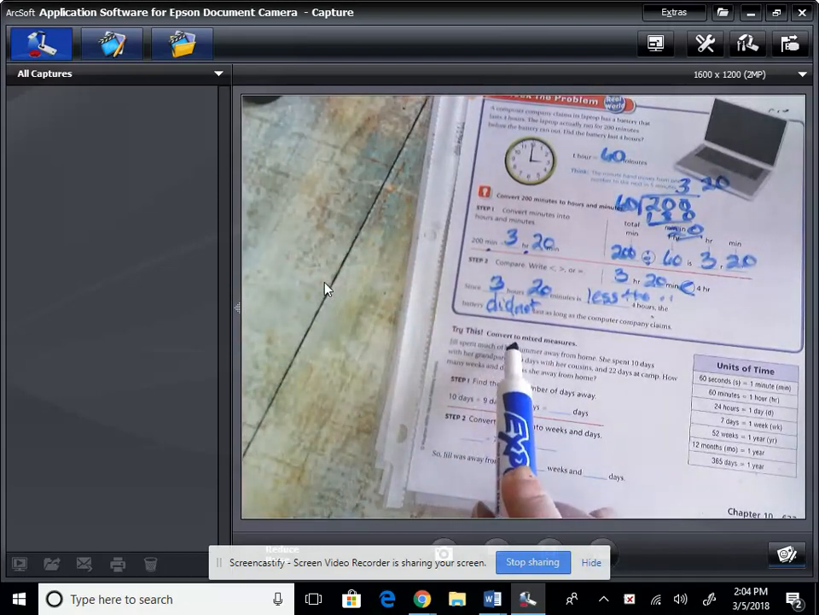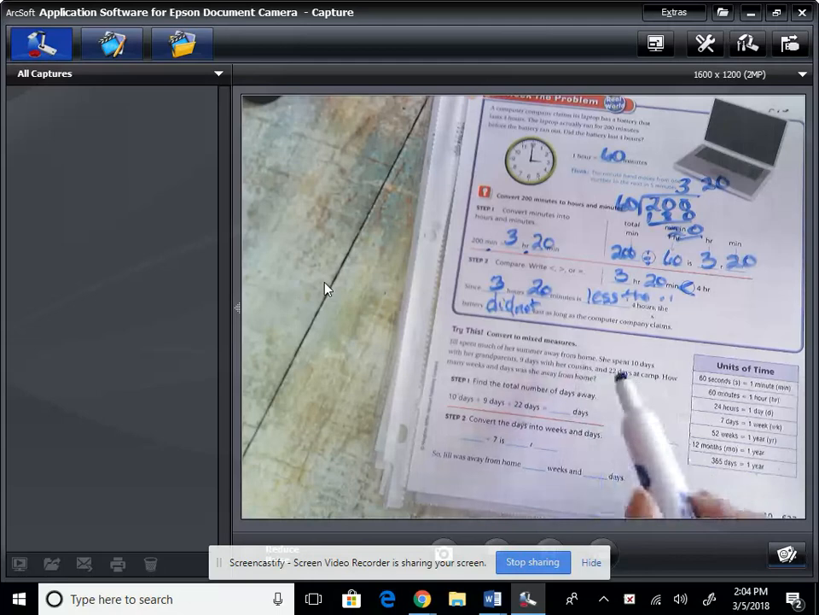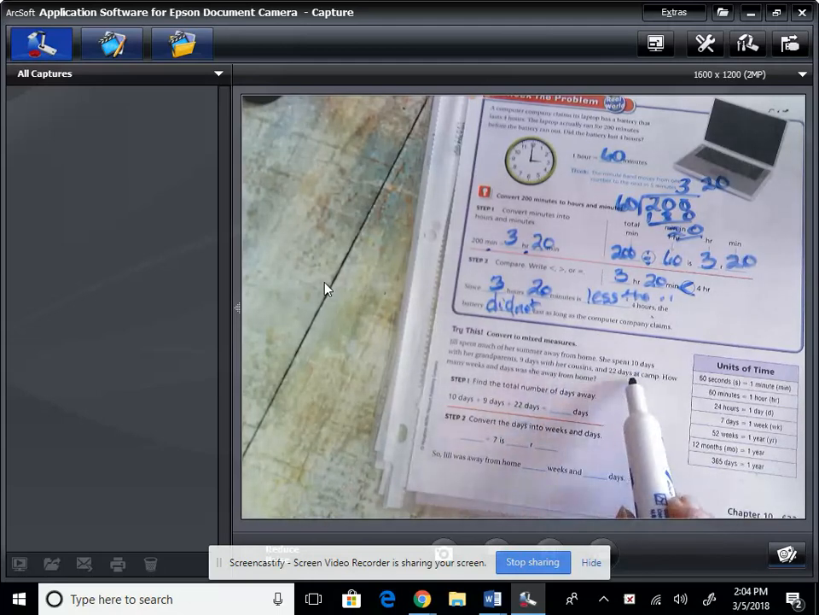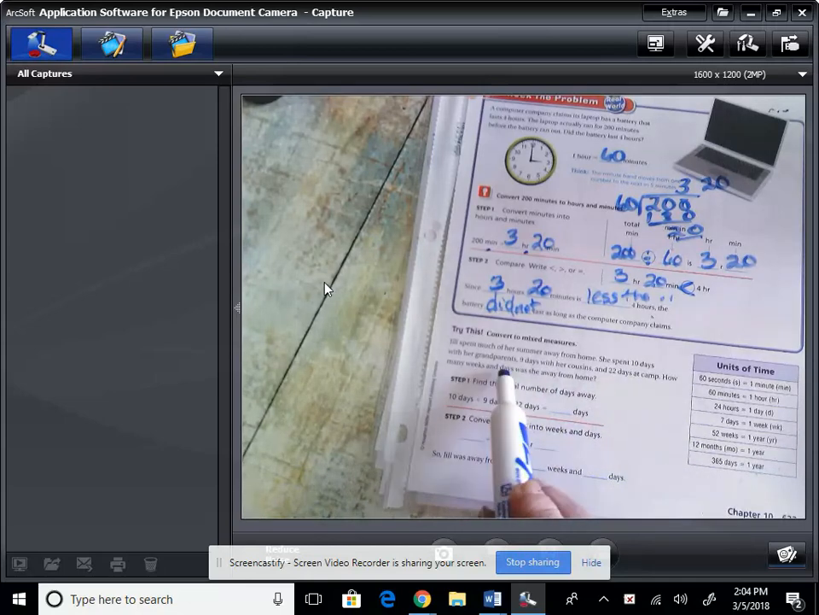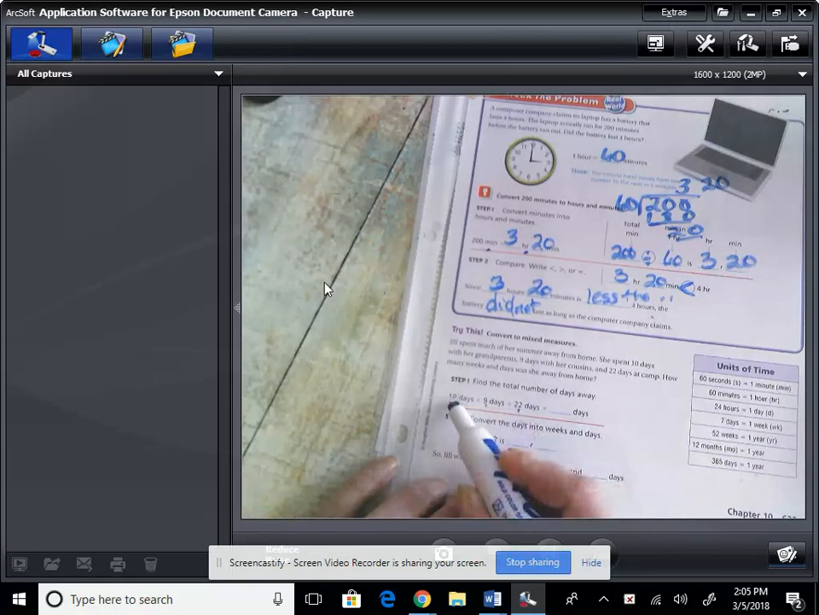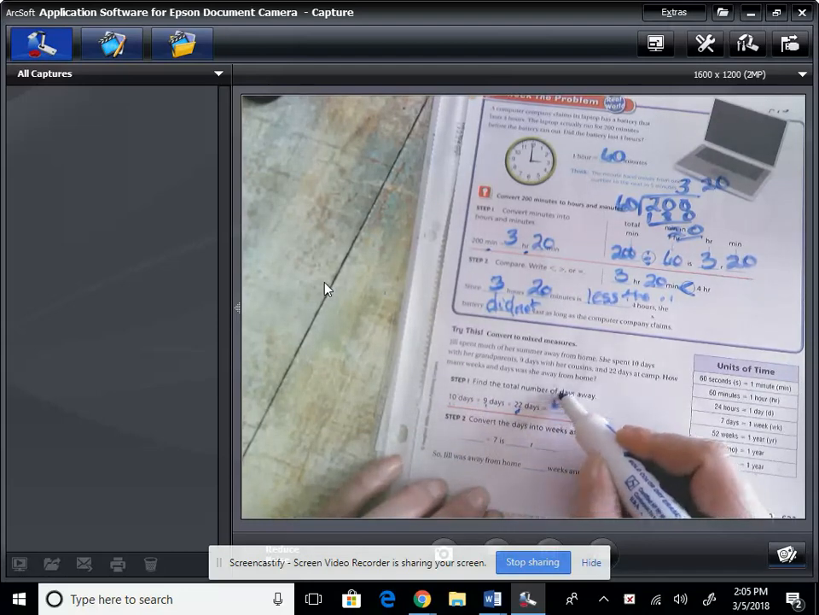Convert to mixed measures. Jill spends much of her summer away from home. She spends 10 days with her grandparents, 9 days with her cousins, and 22 days at camp. How many weeks and days does she spend away? It's kind of a two-step program. First we have to add 10 and 9 and 22. I'm going to do 10 and 22 first, and that's 32. 32 plus 9 is 41.